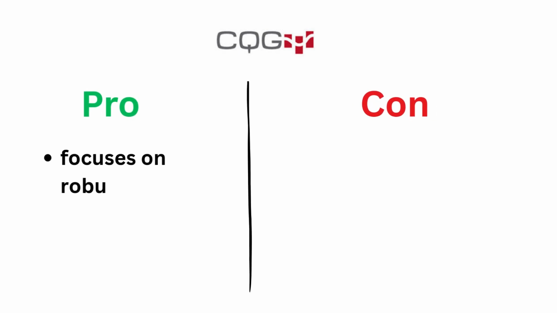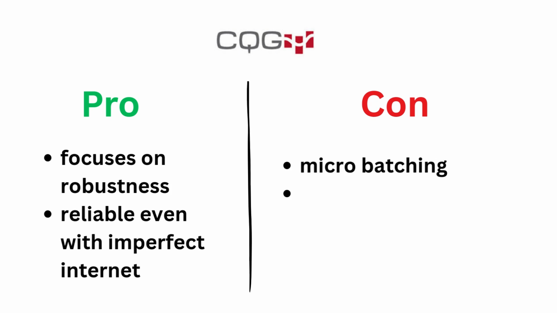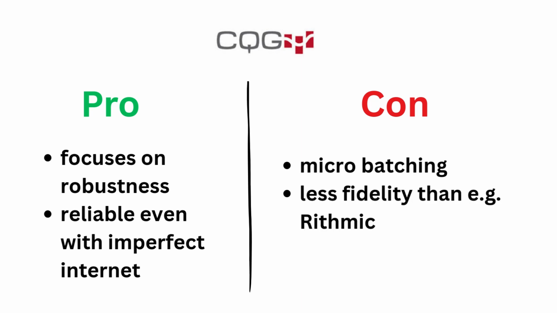Then there's CQG, sometimes called Continuum. It focuses on robustness for retail traders. Even if your internet isn't perfect, CQG keeps the data flowing without chart gaps or pauses. The downside is the micro-batching. It smoothes the data, but you lose the absolute tick-by-tick fidelity.